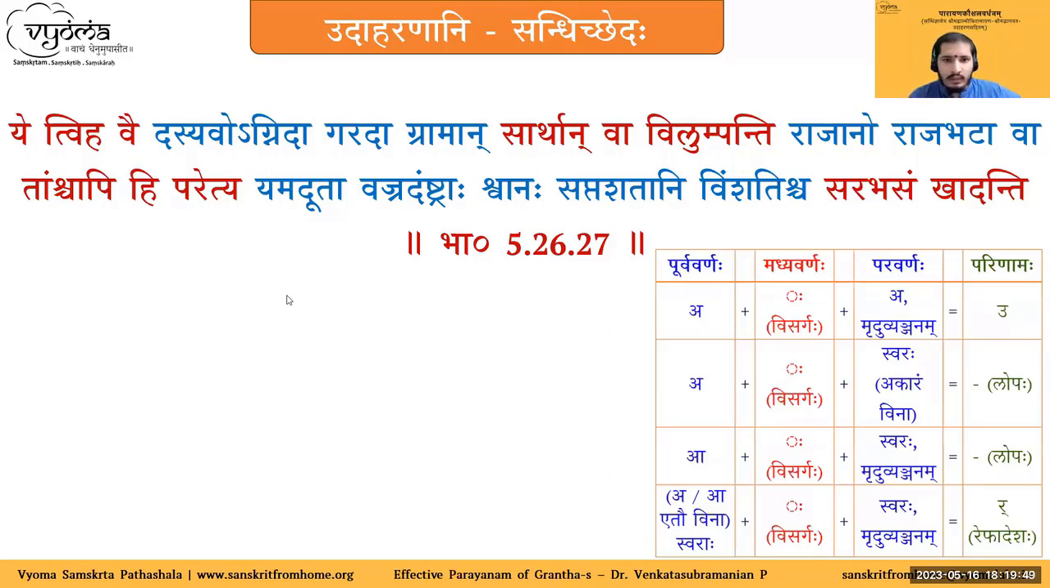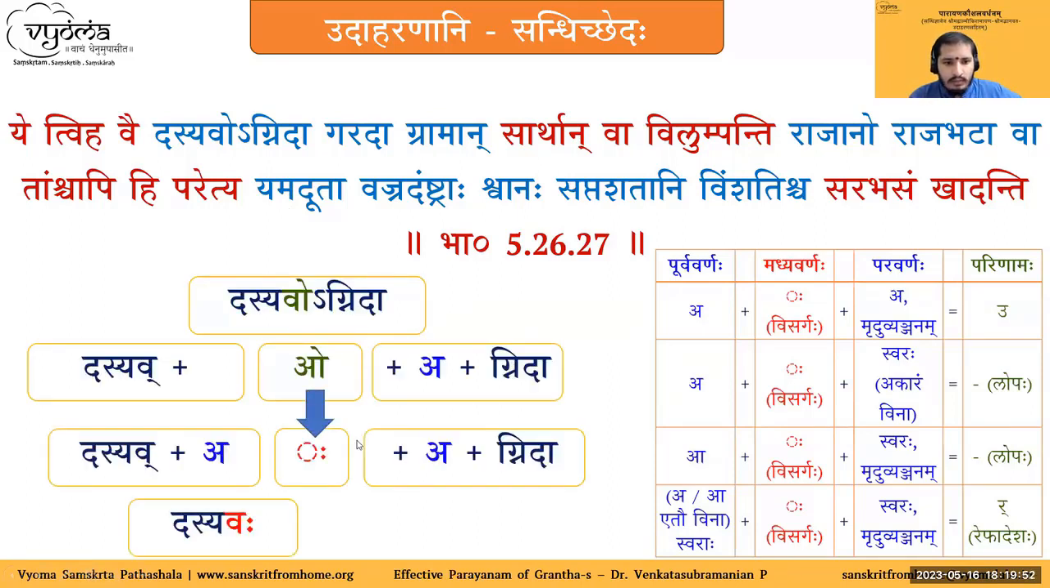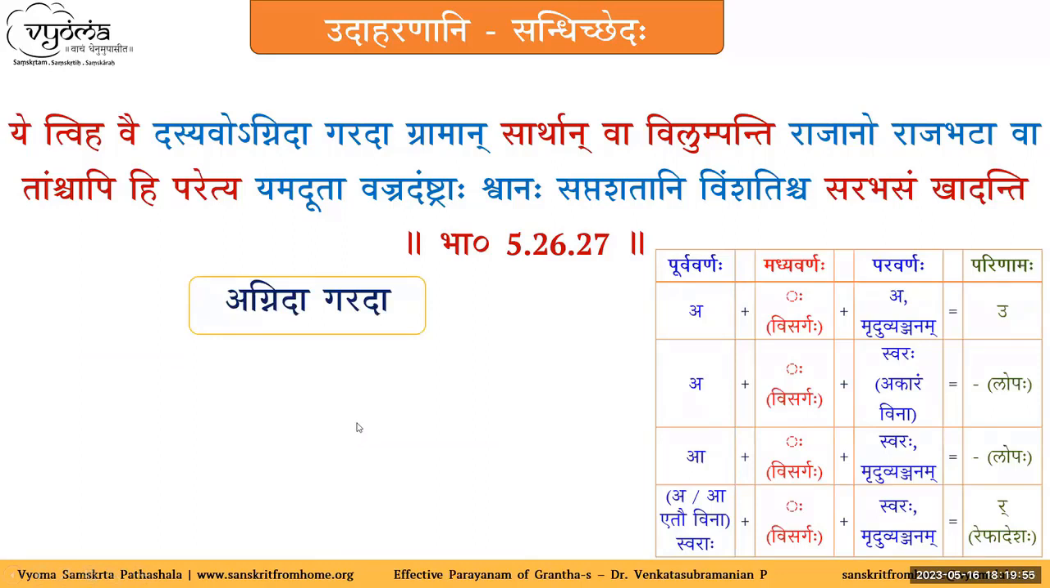Dasyavo Agnida Garada. What happens there? Probably it is Agnidaha Garadaha Gramana. Garadaha Graman is correct, but for now we'll just see Agnidaha Garadaha. It is similar: the purva varna is A, the madhya varna is Visargaha, and the para varna is a mridu vyanjanam. So there is a Lopa Sandhi there. The Visargam gets deleted. Very good.